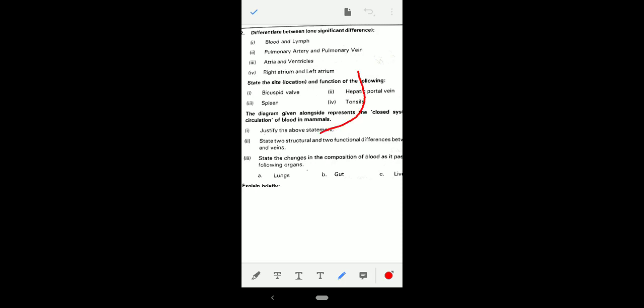Suppose this is the stomach and this is the diaphragm. Okay, so somehow here we have spleen. What is the function? It is a lymphatic organ, so it produces lymphocyte or antibodies.